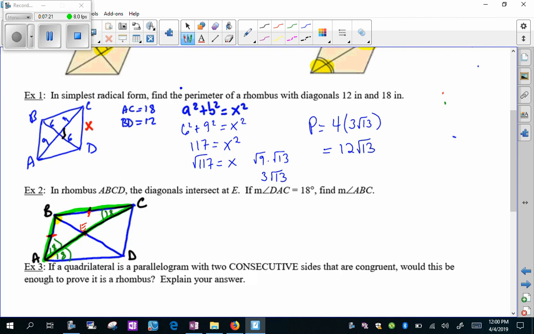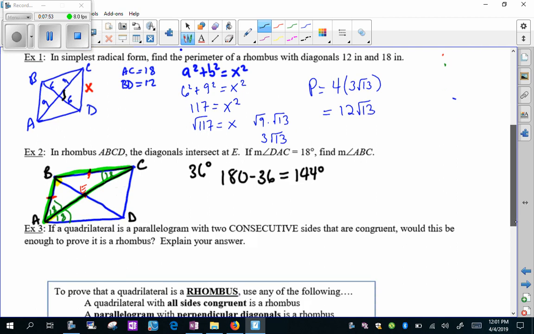So how do I find B? Well, in that triangle, I know that the sum of the measures of a triangle is equal to 180 degrees. I know that those two angles of the triangle equal 36, so that's 36 degrees between the two of them. So I can go 180 minus 36, and the answer is going to be that ABC is 144 degrees.